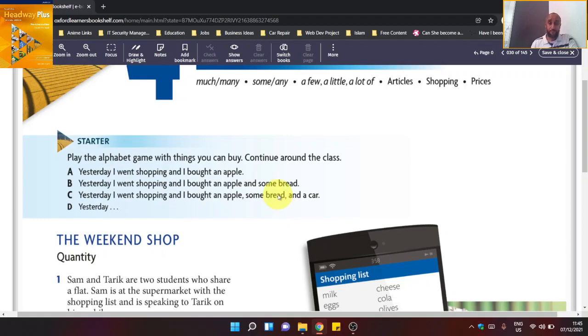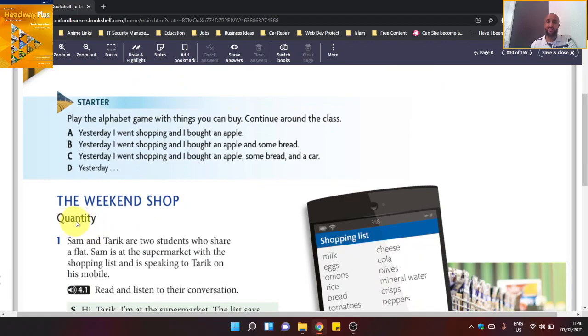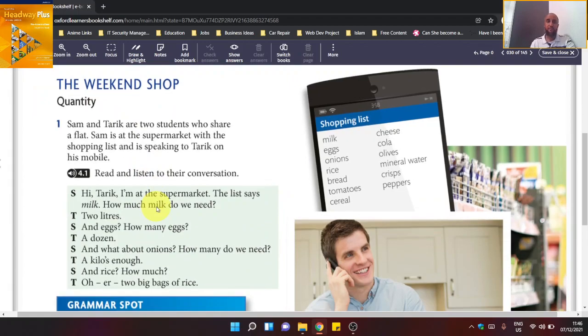Now, the grammar here, when we talk about much, many, some, any, a few, a little, a lot of, we're talking about quantity, how to quantify something. Is it something that we can count with our hands, or do we count it as one thing? This is very important. So here we have 2 students, Sam and Tariq, who share a flat.